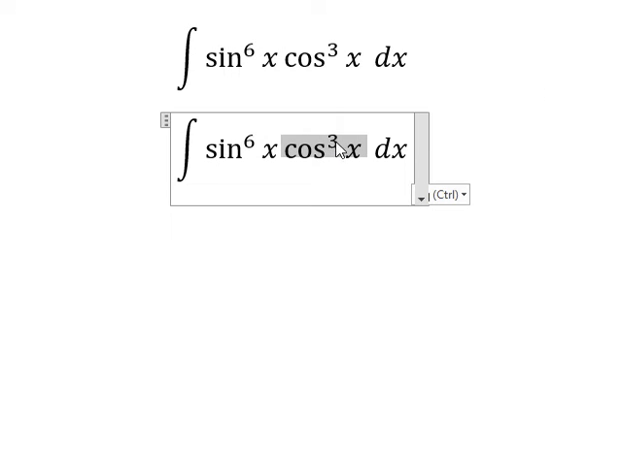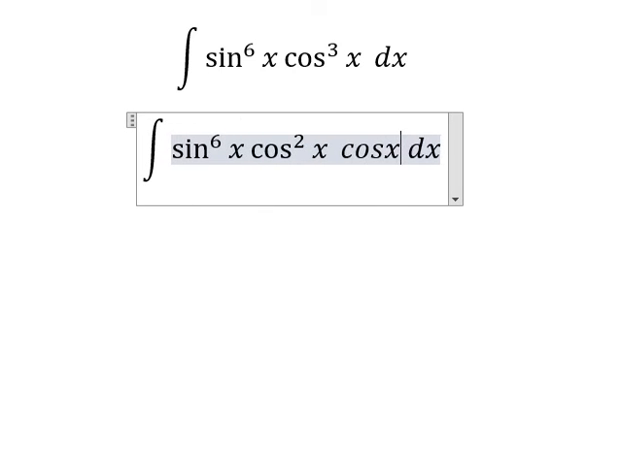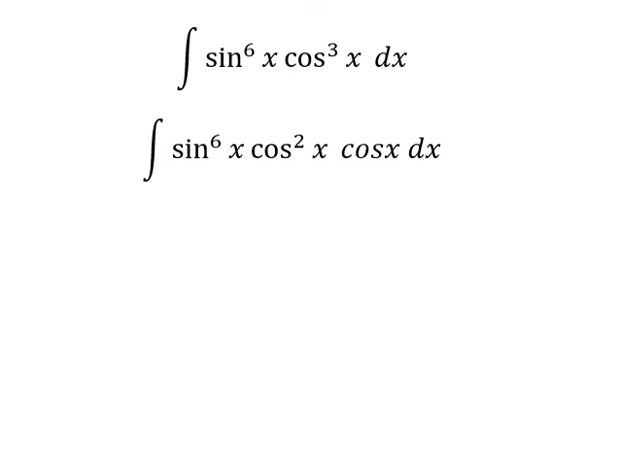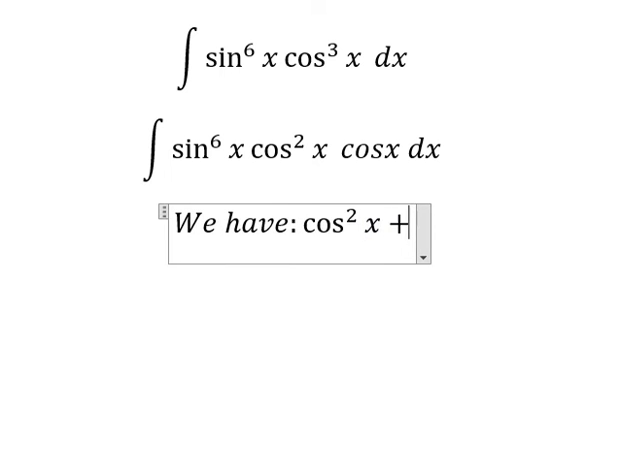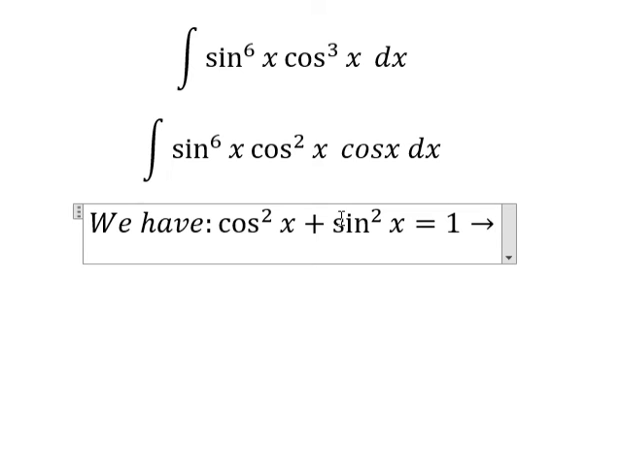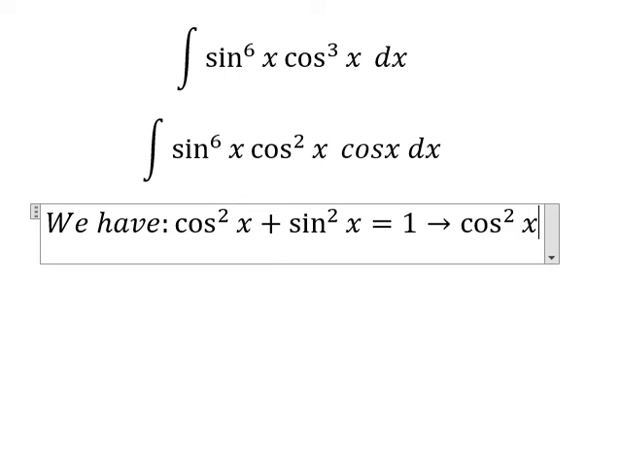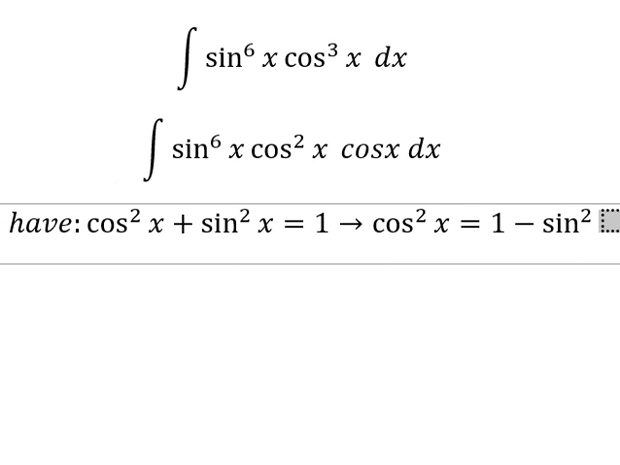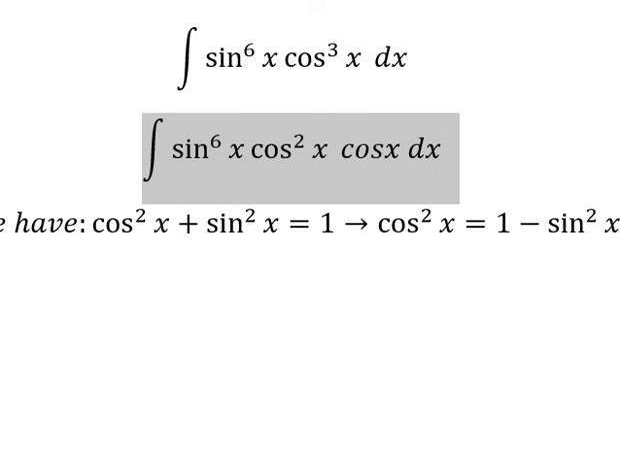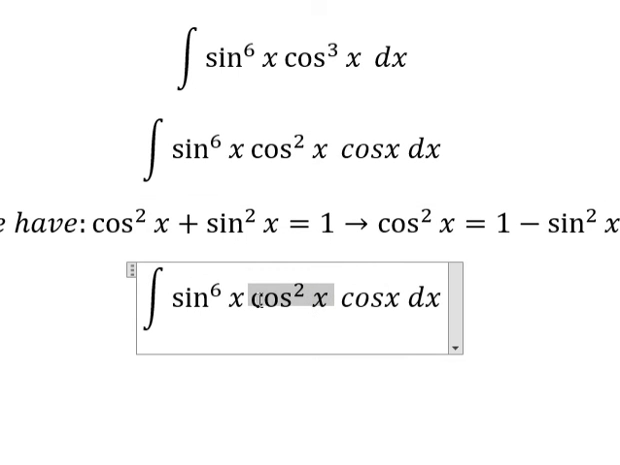About cosine x to the power of 3, we have cosine x squared and cosine x. Next, we have the formula in here: cosine x squared plus sine x squared equals 1. So we need to transform cosine x squared into cosine x squared equals 1 minus sine x squared. So I will put this one in here.